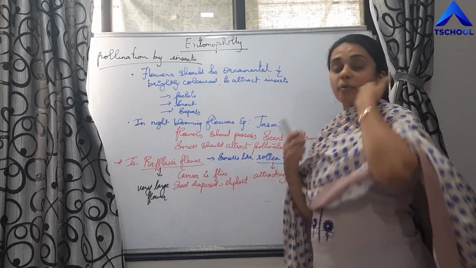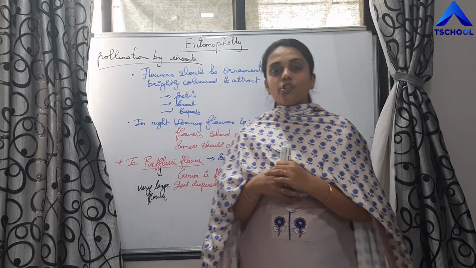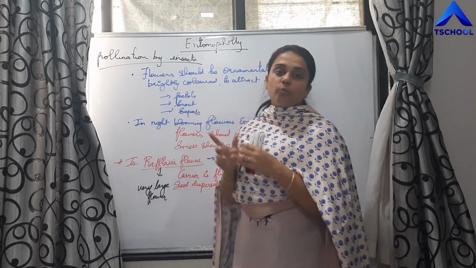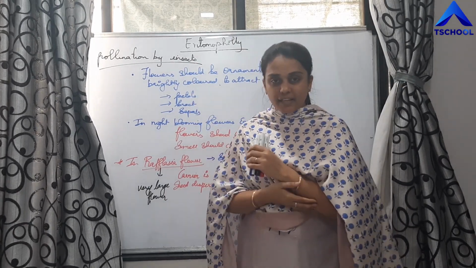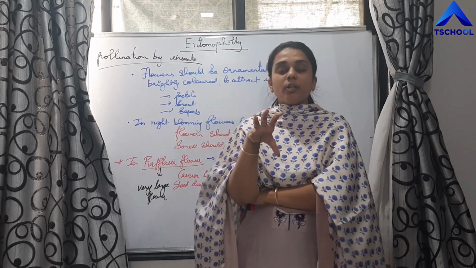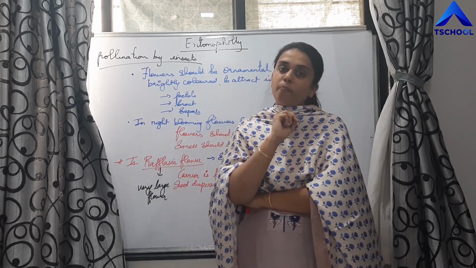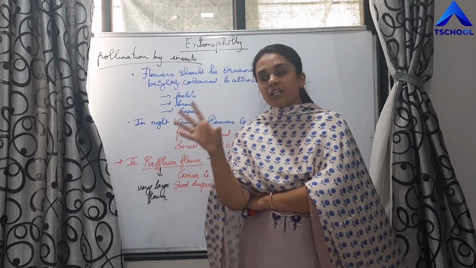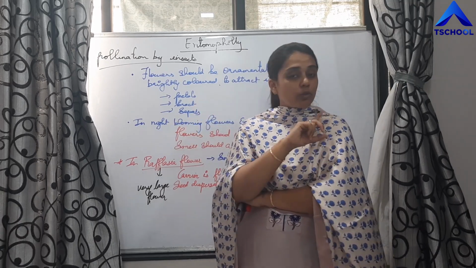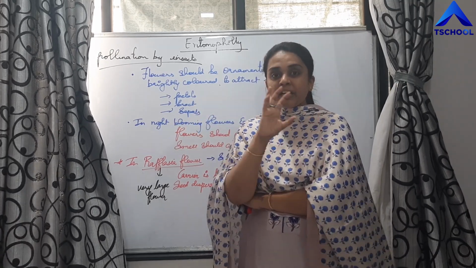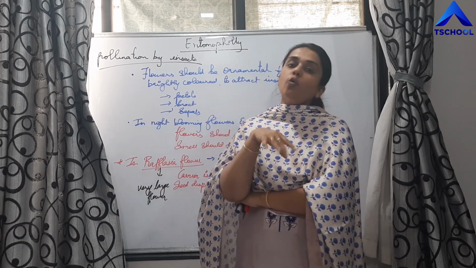So we are studying which are the properties that the flower should possess to favor entomophily, that is pollination by insects. So insects are not coming to the flowers for the purpose of pollination. They are not coming to the flowers because they want to pollinate. They want to help the flowers for pollination. They are coming to the flowers for their own purpose.